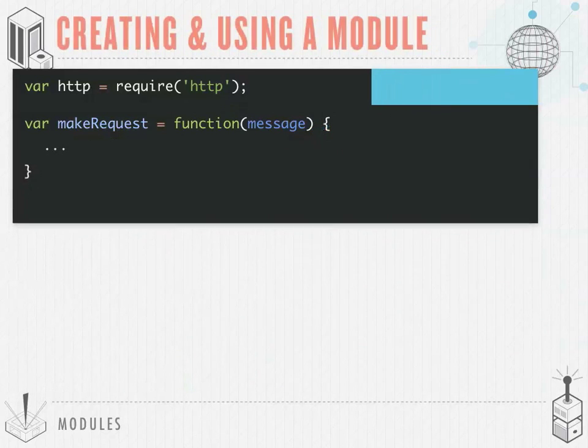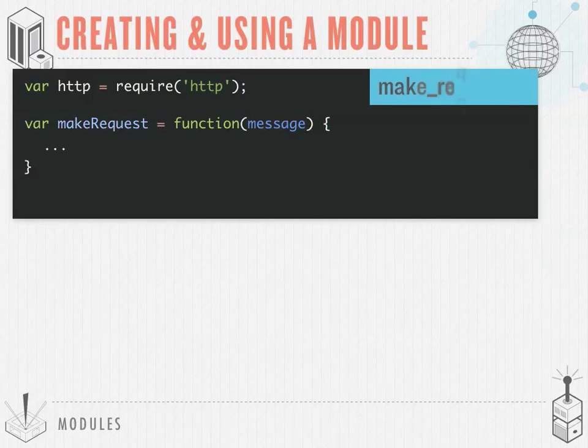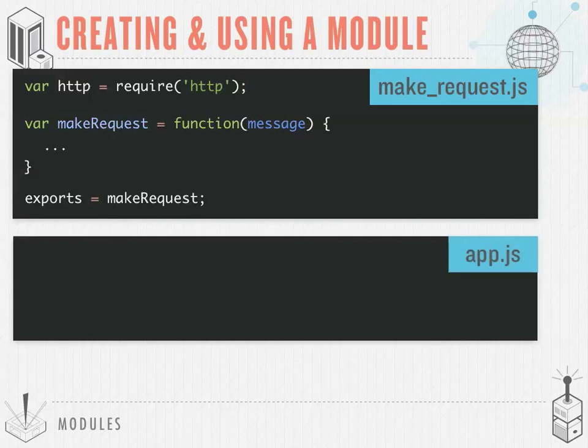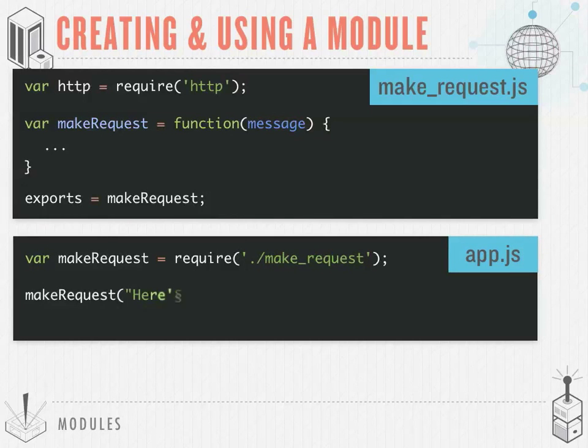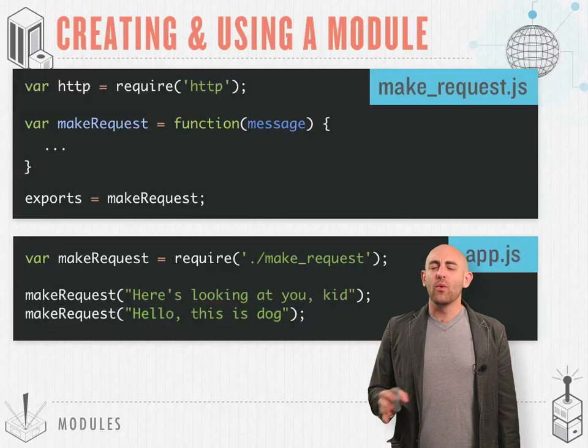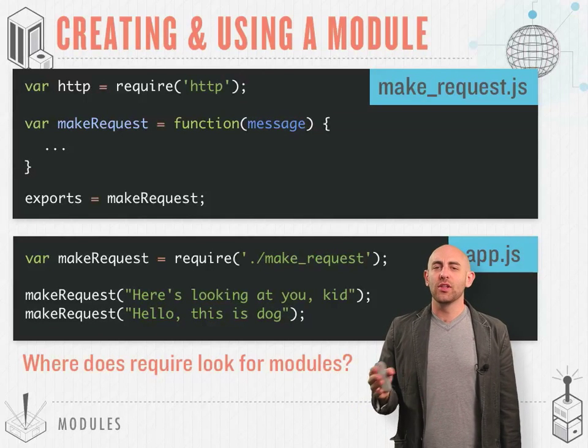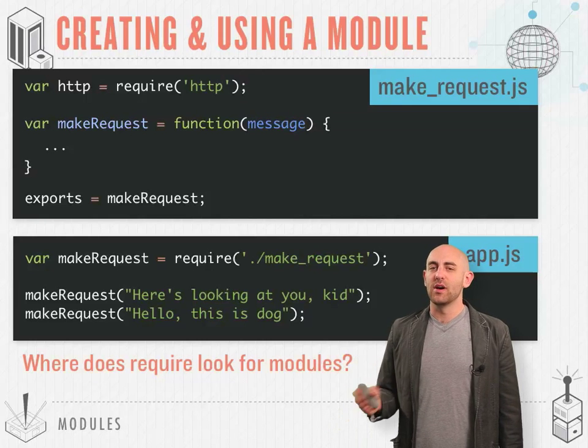As you can see, we've moved our makeRequest function into a new file called makeRequest.js. And now all we have to do is assign the makeRequest function to the exports object. Then to use this module, we go back to our app.js and we require makeRequest. And then we can use it just as we were before. You might be wondering, where on our file system is require looking for our makeRequest module?